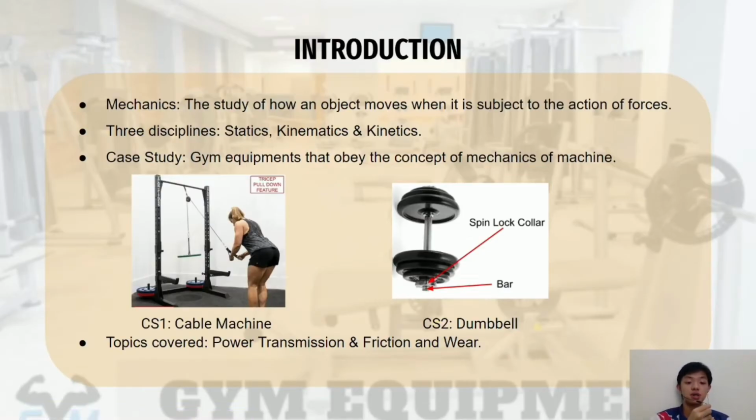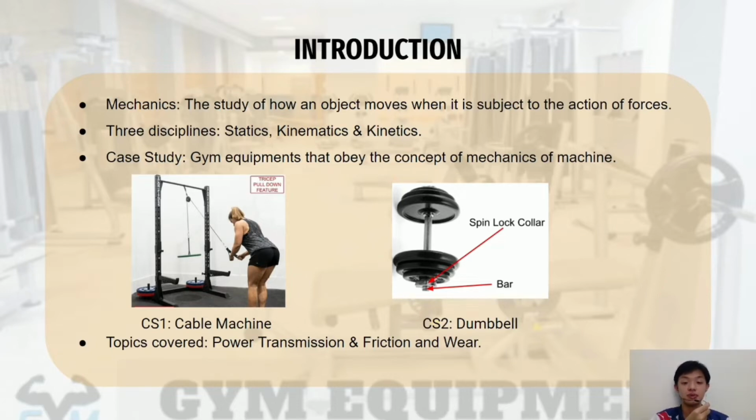So firstly, we come to the part of introduction. According to the definition of mechanism of the machine, it refers to the study of how an object moves when it is subject to the action of force, including some unique situations like an object is in a stationary condition. The mechanism of machines can be divided into three disciplines, which are statics, kinematics, and kinetics.